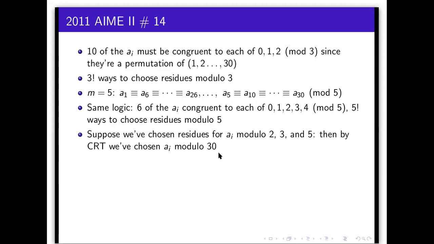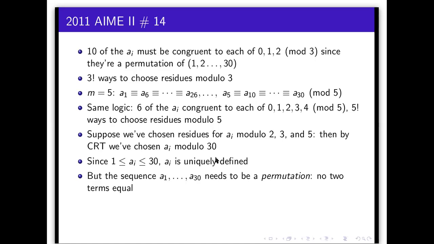So now suppose that we've chosen residues for each AI mod 2, 3, and 5. If we fix x mod 2, x mod 3, and x mod 5, by the Chinese remainder theorem, that determines its unique value x mod 30. But the AI are only allowed to be from 1 through 30. So once we choose x mod 2, 3, and 5, then it fixes what x should be. So once we've chosen what the sequence looks like mod 2, mod 3, and mod 5, every term of the sequence is uniquely determined.